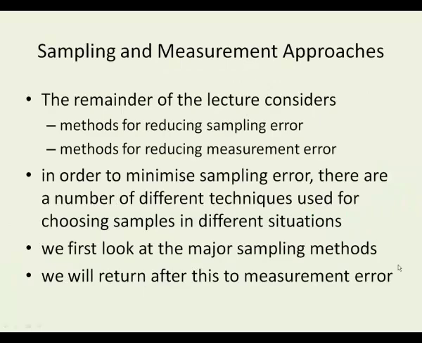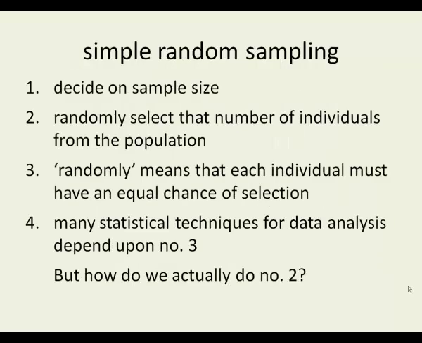Now we continue to think of actual approaches to sampling, methods. In the remainder of the lecture, we're going to look at what methods you can use to reduce sampling error, and then what methods you can use to reduce measurement error. We begin with sampling error. In order to minimize sampling error, there's a number of different techniques you can use, and it's useful to know how they can be adapted for different situations. So first of all, we'll look at the major methods. We'll come back to measurement error later on.